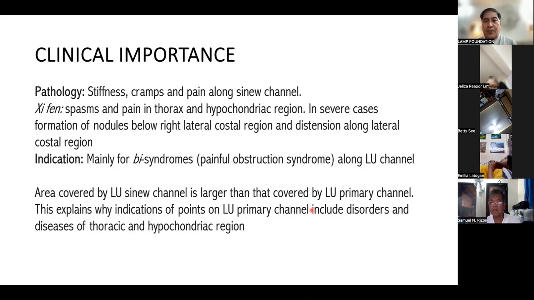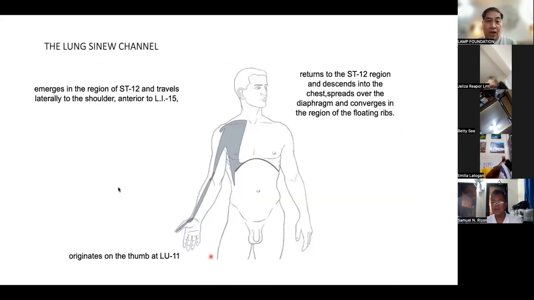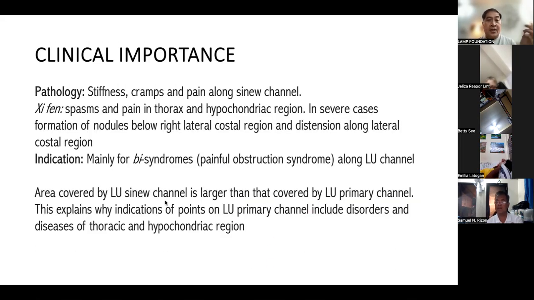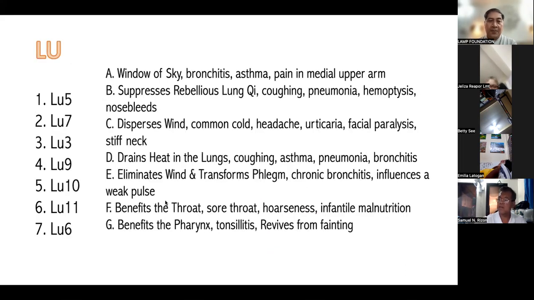So if you were very observant earlier, the area covered by the lung sinew channel is greater than the area covered by the lung primary channel. So this explains why the indications of the points on the lung primary channel will include disorders and diseases of the chest and hypochondriac region. Okay? Don't overthink it. Let's now proceed to our exercise.